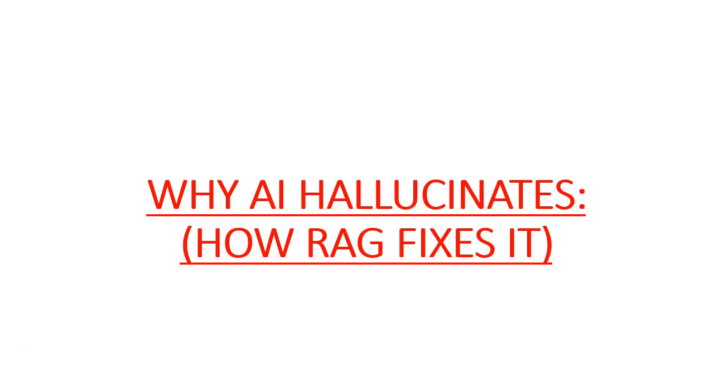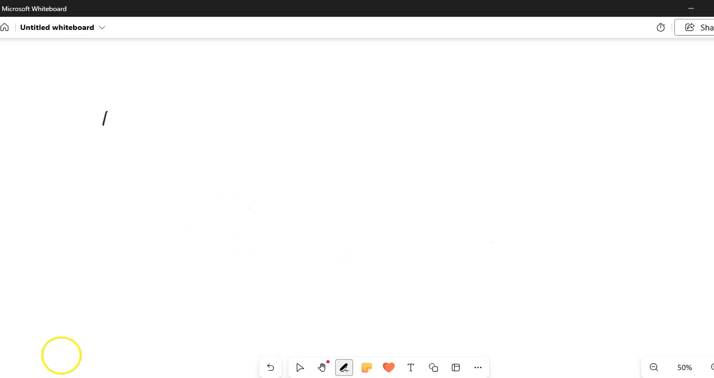Have you ever asked an AI a question about a recent news event or a specific company document and it answered with total unwavering confidence, even though it was completely wrong? Well, in the AI world, we call that hallucination, but it's not because the AI is lying. No, AI is not lying.